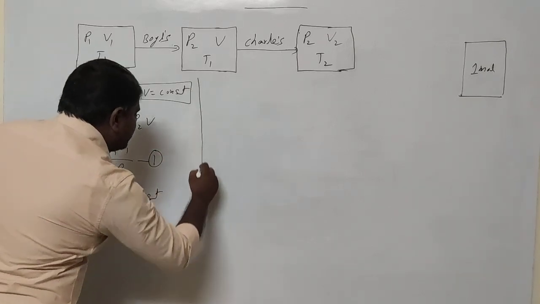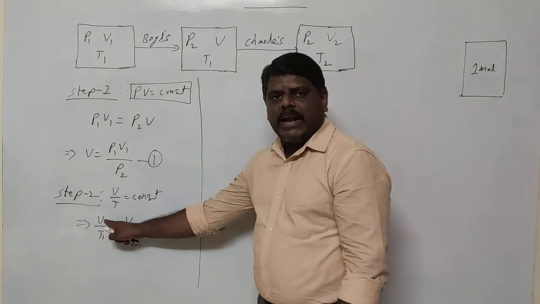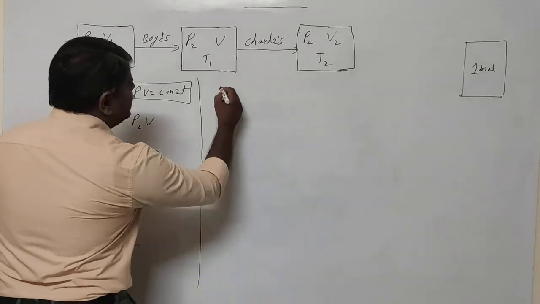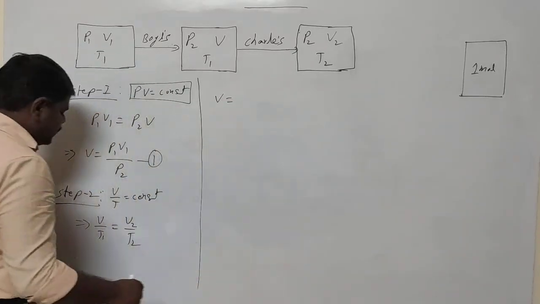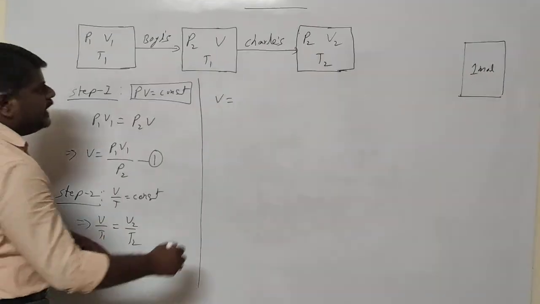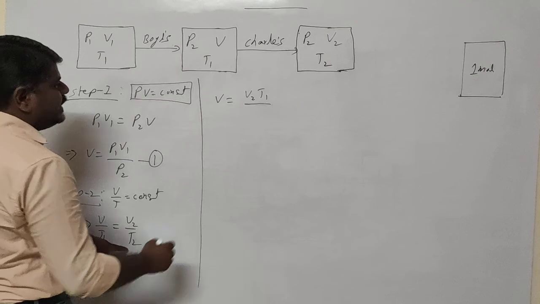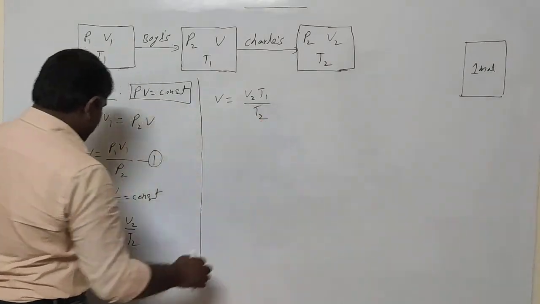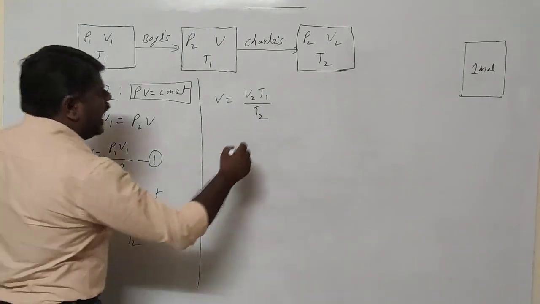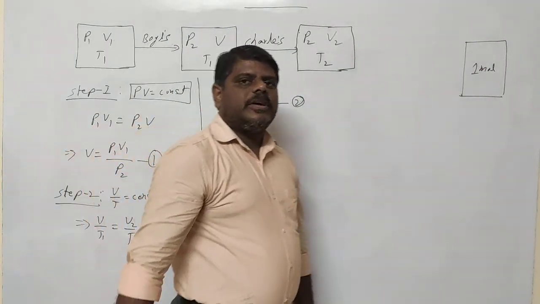Now go on, simplify this equation again. From this equation, you are going to write down V is equal to. T1 is going to the numerator, then it becomes V2 T1 by T2 in the denominator. T1 goes to the numerator, V2 T1 by T2, and you can call it the second equation. So step 2 is also completed.